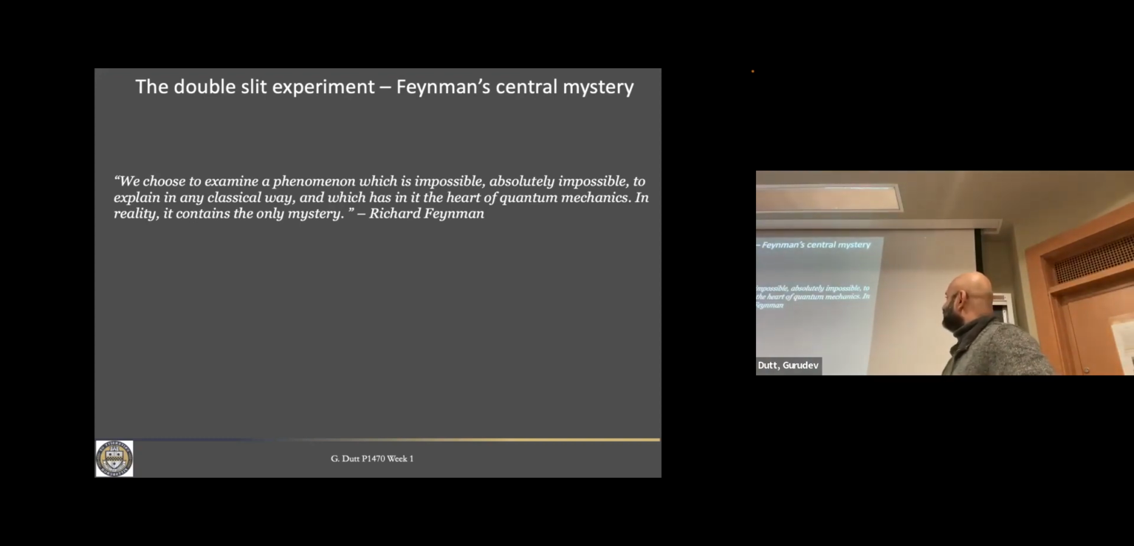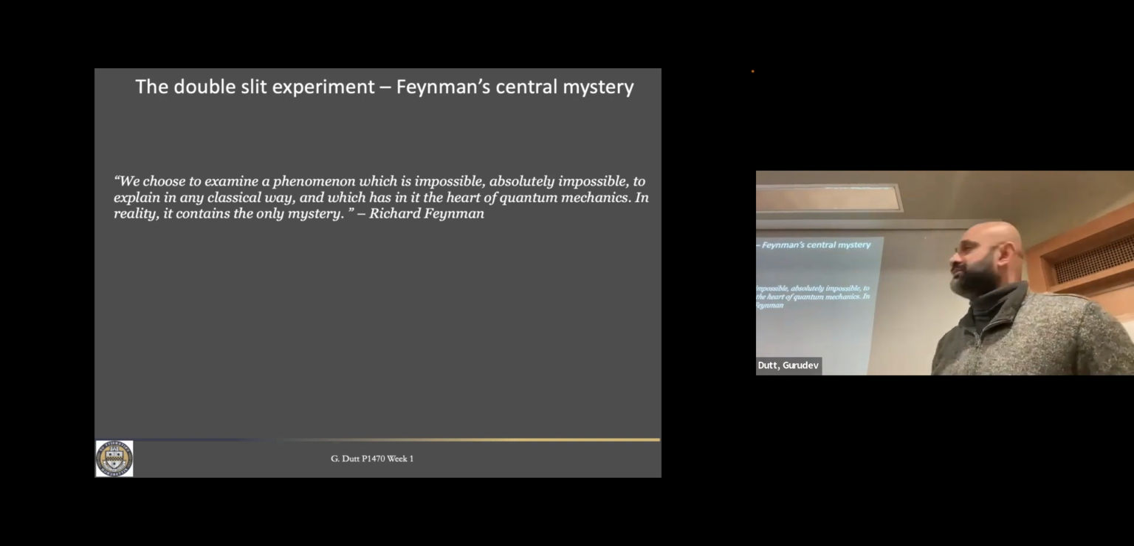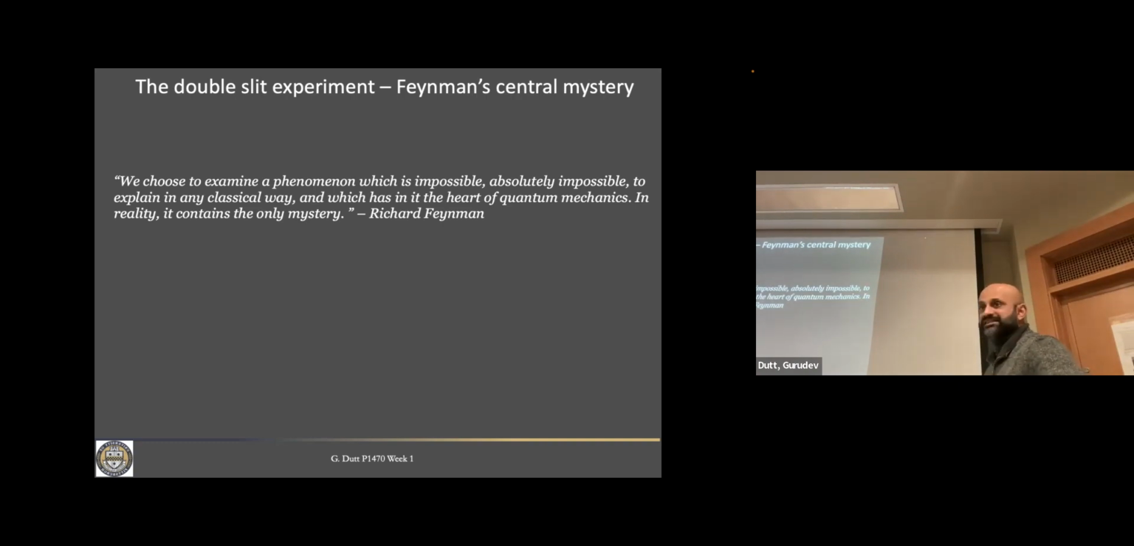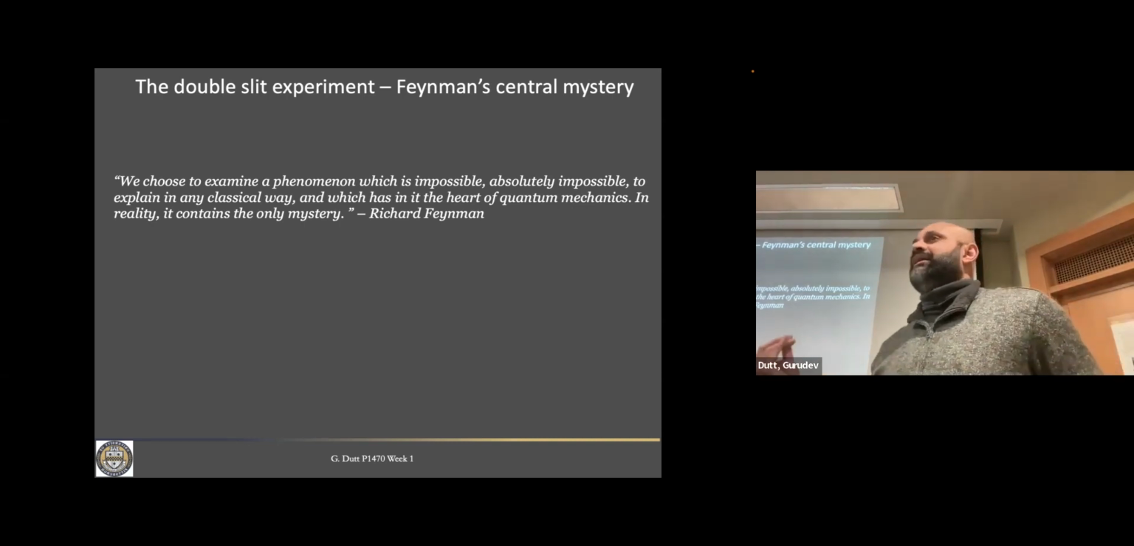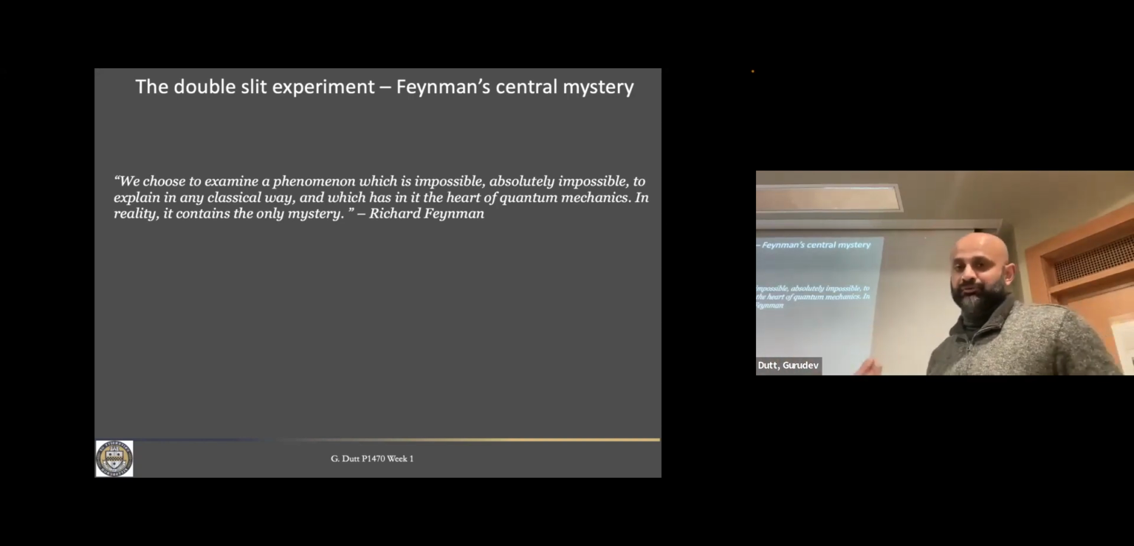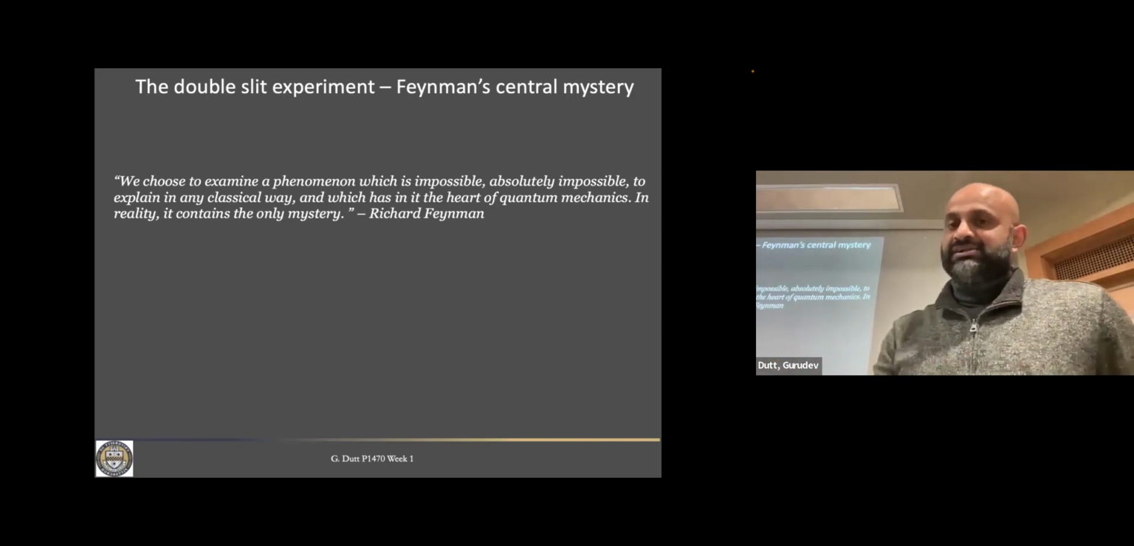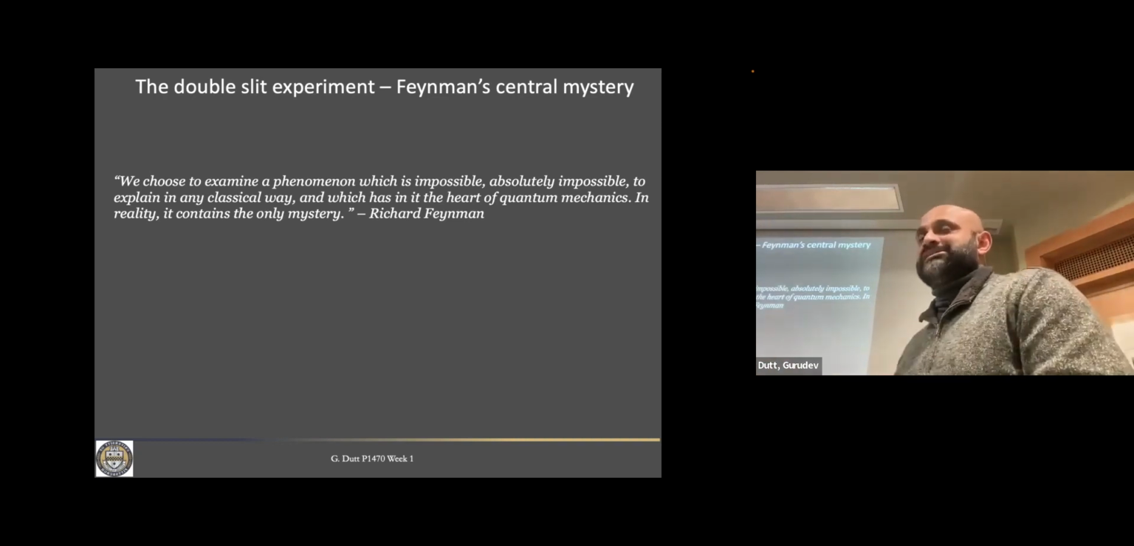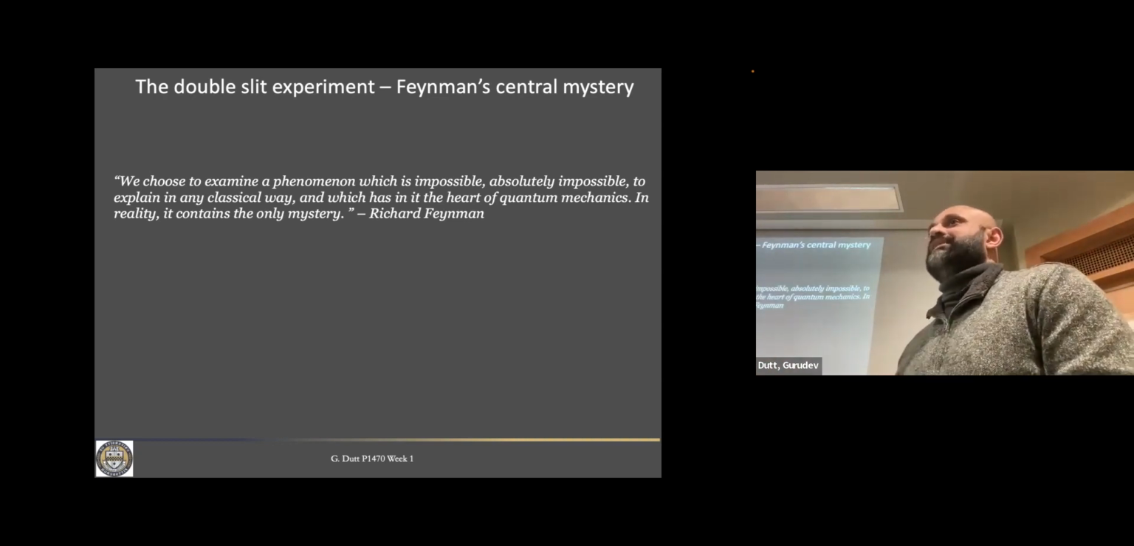We are now going to look at the central mystery of quantum physics, the double slit experiment. In Feynman's words, this is the one experiment that's impossible to explain in any classical way. It has the heart of quantum mechanics. And it is, in reality, the only mystery, he says. Very powerful words, right?